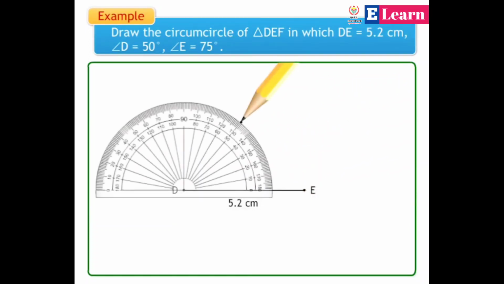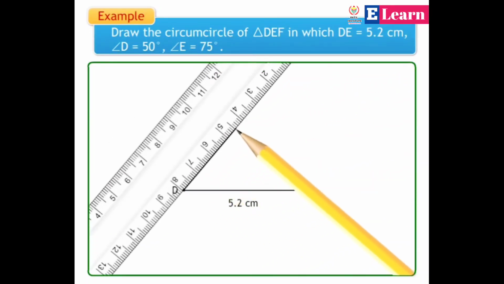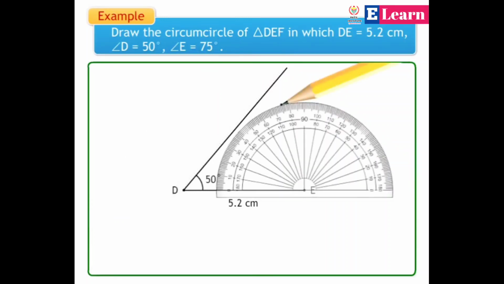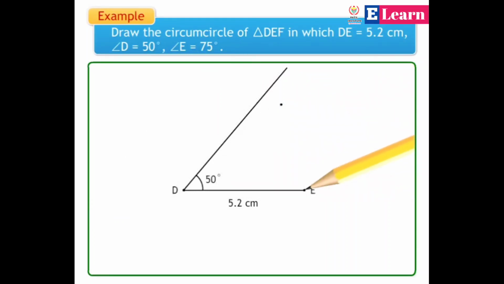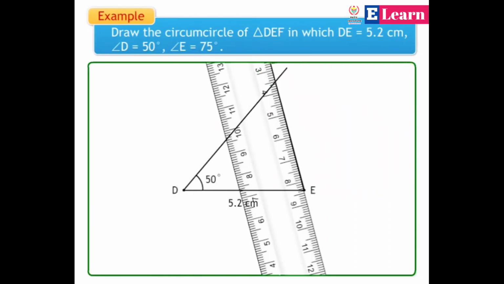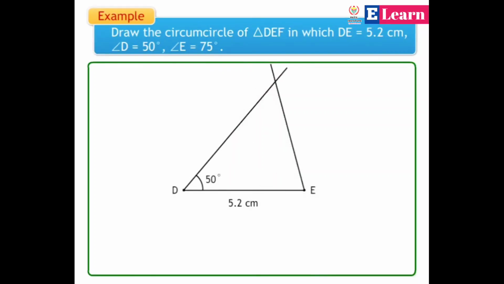Measure 50 degrees from point D and draw a ray. Now measure 75 degrees from point E and draw a ray. Now mark the point of intersection as F. Thus, we get the required triangle DEF.